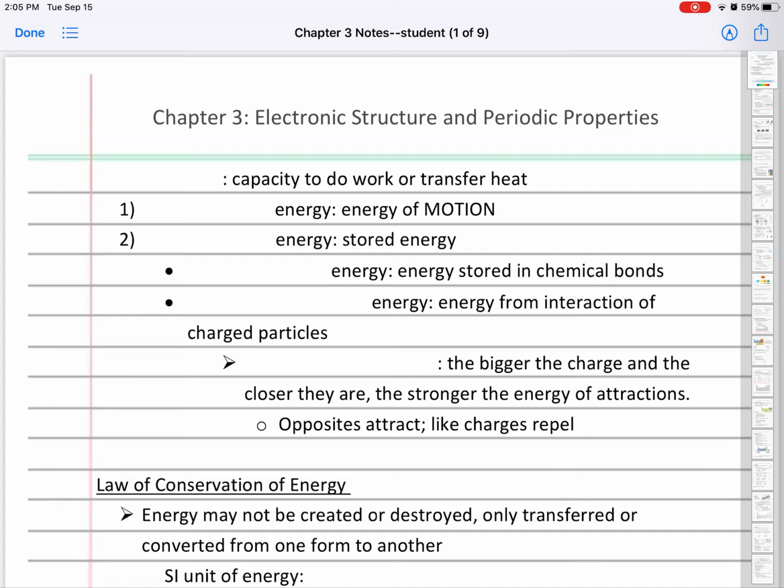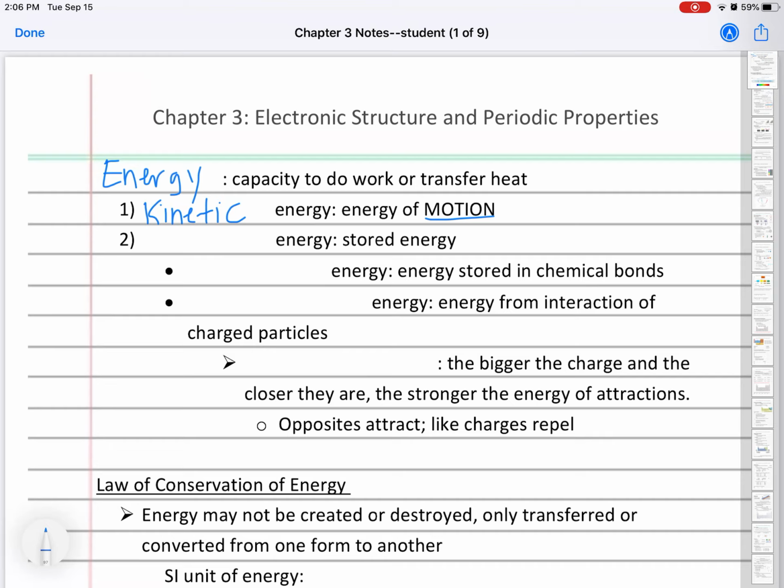So before we can talk about electrons, we need to talk a little bit about energy. Give you a little introduction into energy. All right, so energy is defined as the capacity to do work or transfer heat. And there's several types of energy, but the two we're going to focus on in chemistry are kinetic energy, which is the energy of motion of particles moving.